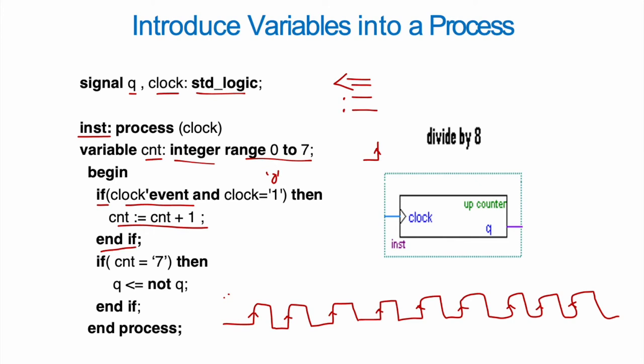So realize that the clock speed is actually much slower now. We've created a divide by 8 counter. It's just dividing the frequency of the clock. Later we'll find out why we should use a variable for this instead of, let's say, a signal. So we use a variable instead of a signal for this. All right, so I'll stop the recording here.